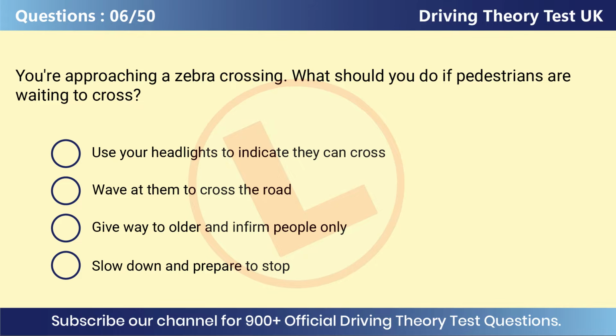Question 6. You're approaching a zebra crossing. What should you do if pedestrians are waiting to cross? A. Use your headlights to indicate they can cross. B. Wave at them to cross the road. C. Give way to older and infirm people only. D. Slow down and prepare to stop. The answer is D.